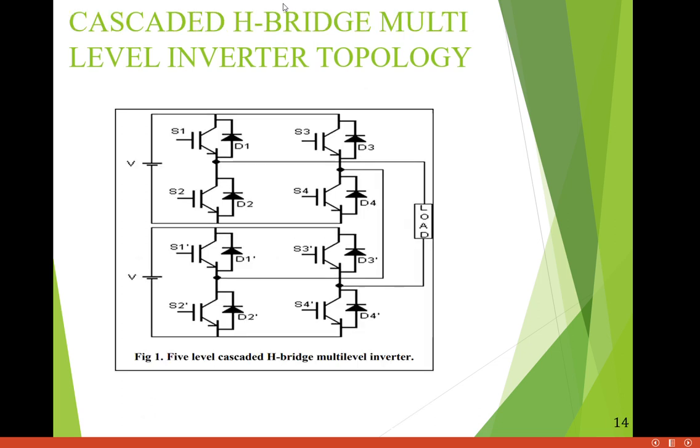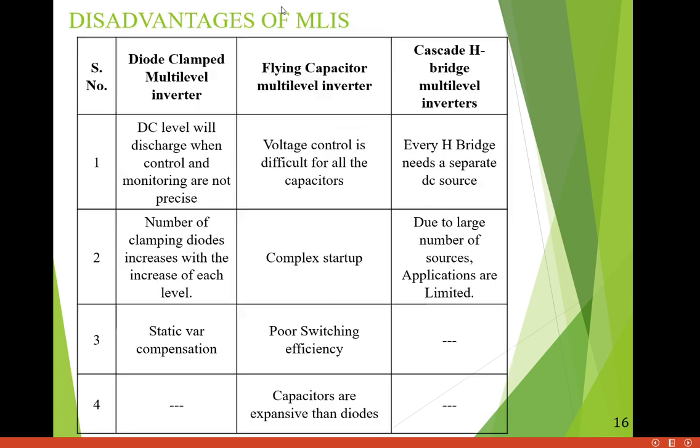And this is the 5-level cascaded H-bridge multi-level inverter. The figure shows the 5-level cascaded H-bridge multi-level inverter. The converter consists of two series connected H-bridge cells which are fed by independent voltage sources. The outputs of the H-bridge cells are connected in series such that the synthesized voltage waveform is the sum of the individual cell output voltages, given by V equals V1 plus V2.